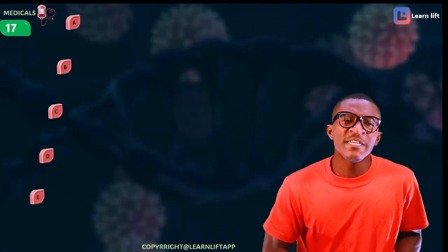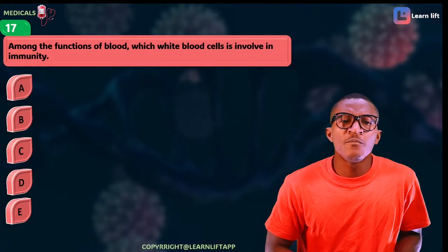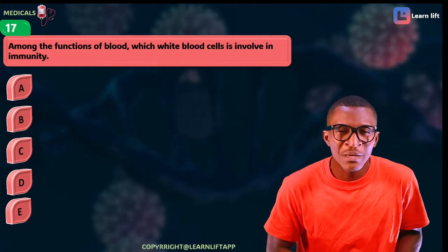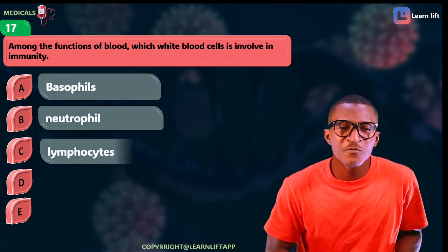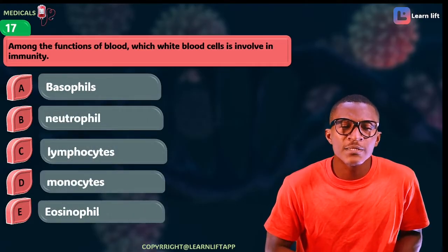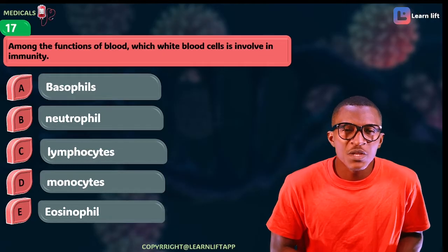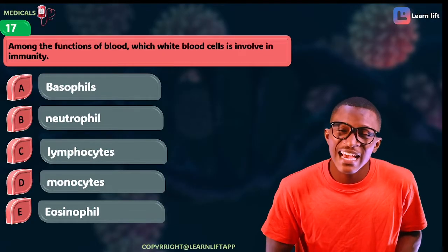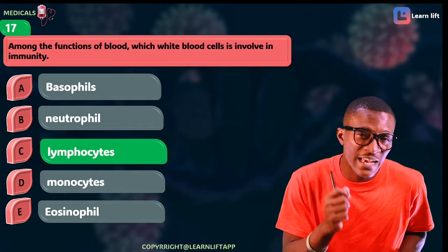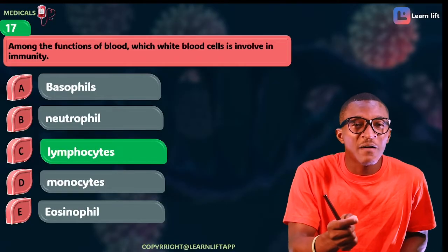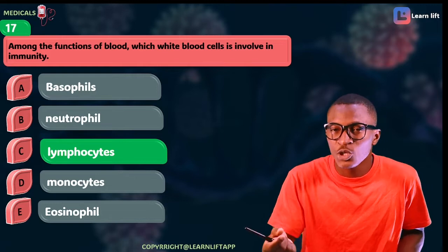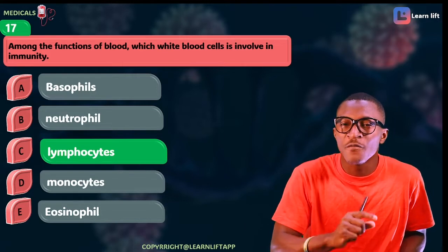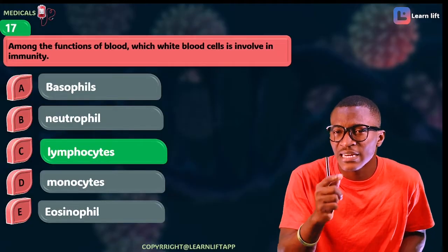Now, number 17. Among the functions of blood, which white blood cell is involved in immunity? Do you remember? Option A is basophil, neutrophil, lymphocyte, monocyte, eosinophil. Which one is involved in immunity? Choose your answer. Of course, the answer is lymphocyte. Lymphocytes are involved in immunity. Eosinophils are involved in detoxification, while your neutrophils and your monocytes are involved in phagocytosis. I said that in that class.